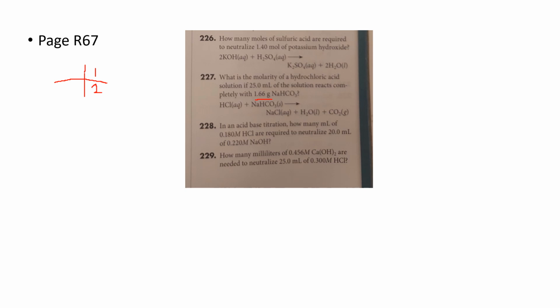The answer to that calculation is 0.0198 moles. 0.0198 moles of HCl was in 25 milliliters of the solution. Remember, molarity is moles per liter. So we can take our moles, divide it by this volume, converted to liters, and we will end up with 0.792 molar as our answer.